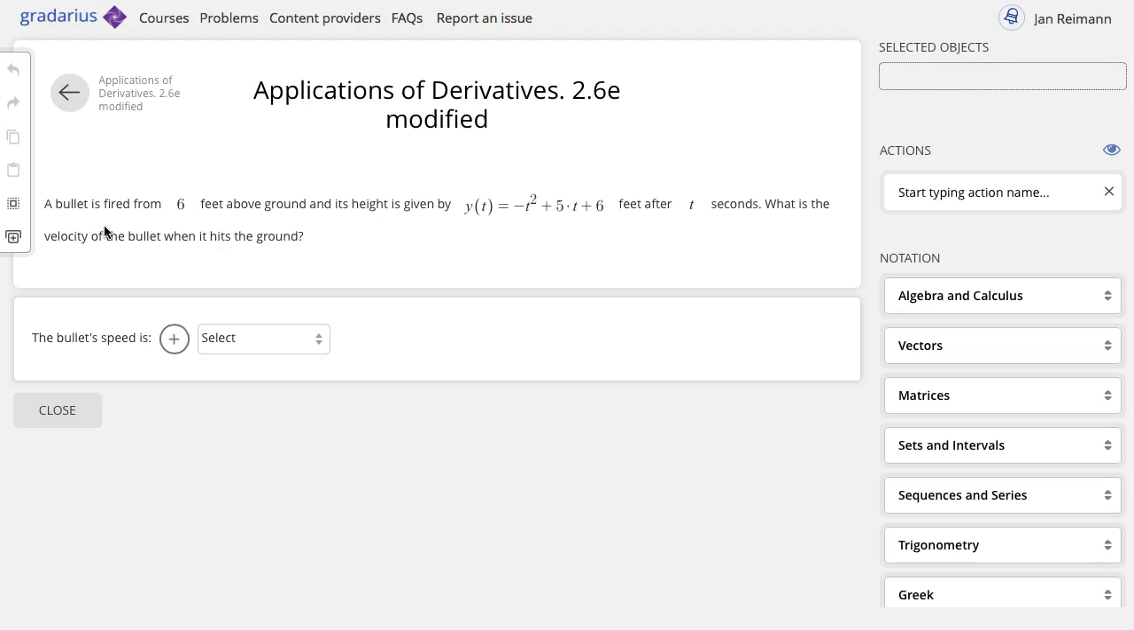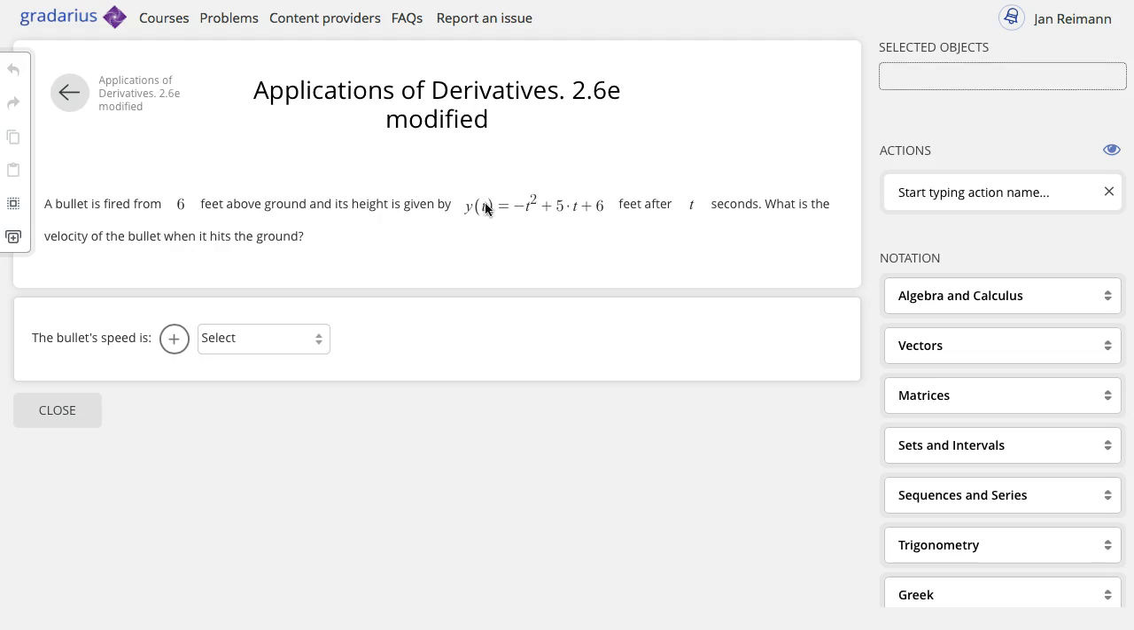So here's the problem. A bullet is fired from 6 feet above ground, and its height, so this is the vertical height of the bullet, is given by y of t equal to this function. You see if t is 0, you get 6 here, so that's the starting value. It's fired from 6 feet above ground. And the height is given by this function in feet after t seconds. What is the velocity of the bullet when it hits the ground?